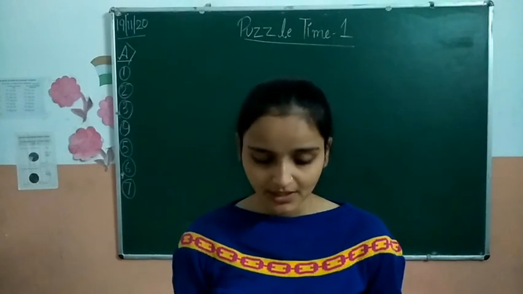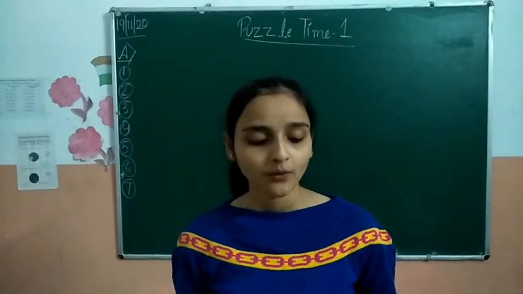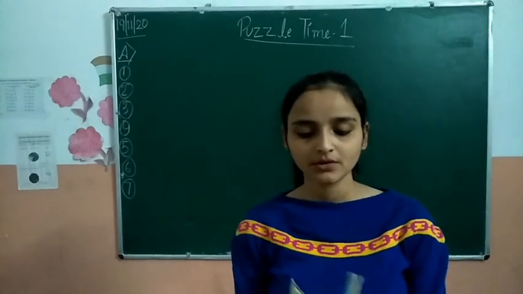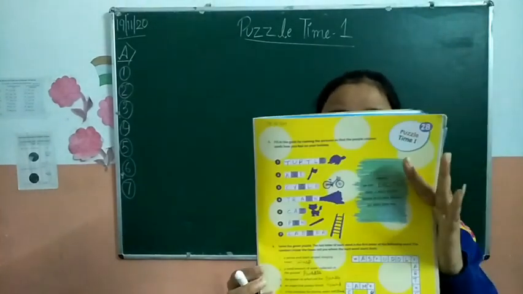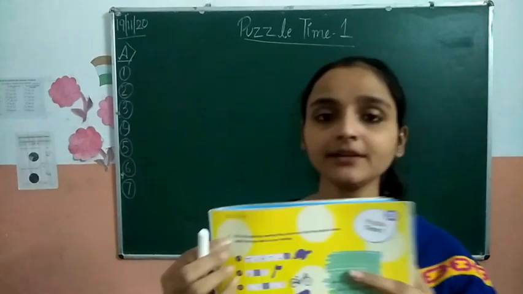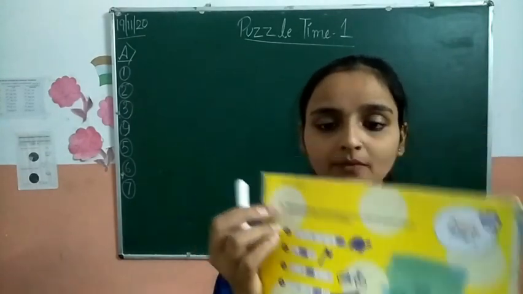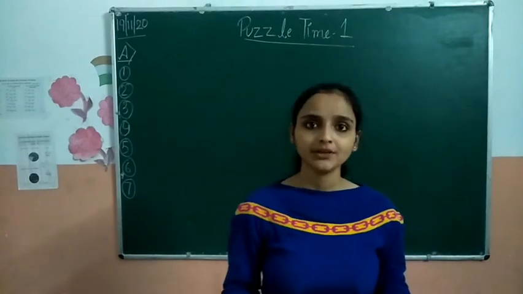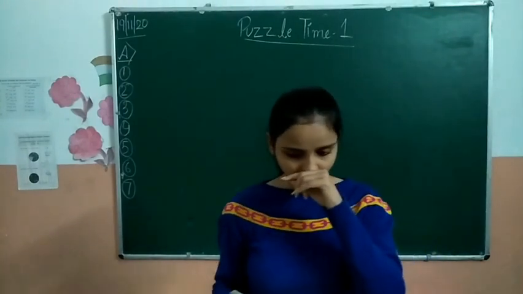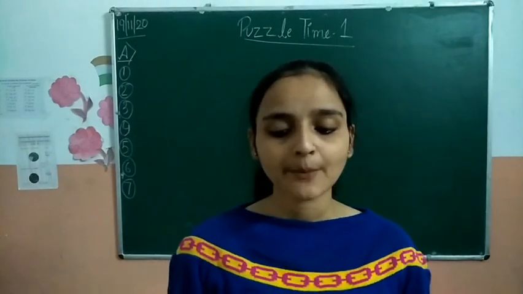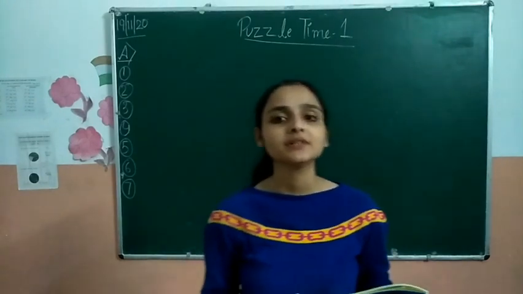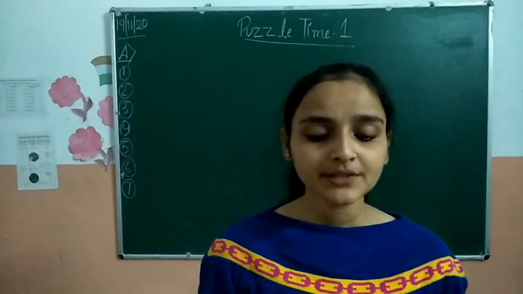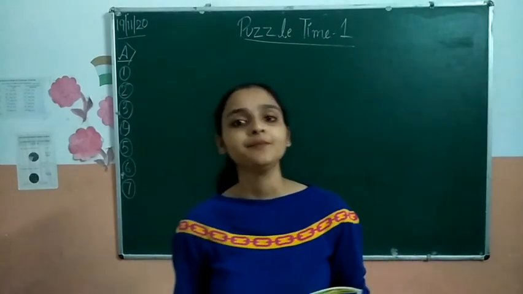So, take out your GK book. Open page number 33. Look at this page. Write down today's date. Okay? Today is 19/11/20. So, look, what is the chapter name? Chapter name is Puzzle Time 1.